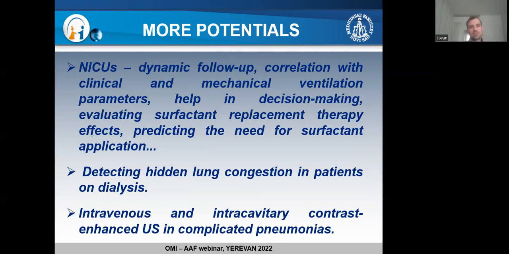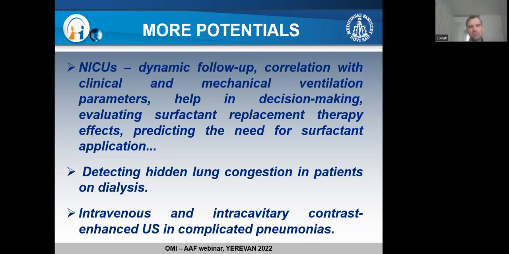There are some more potentials, of course, in NICUs, and Professor Yinglier is going to talk to you about it, or maybe he already talked, I don't know. There's a dynamic follow-up, correlation with clinical and mechanical ventilation parameters, helping decision-making, evaluating surfactant replacement therapy effects, predicting the need for surfactant application. Then again, there is the detection of hidden lung congestion in patients on dialysis.